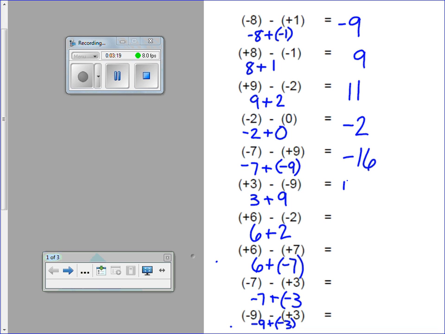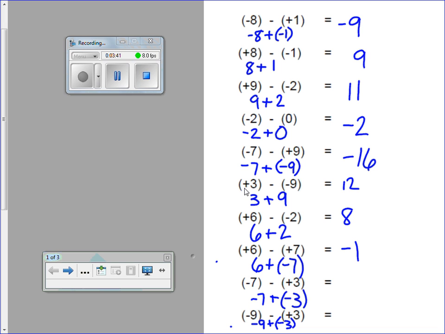3 and 9, 12. 6 and 2, 8. Here we have 2 different signs. We subtract. So 6 from 7 is 1. Since 7, or the absolute value of 7, is larger, it's a -1. Since I have more negatives, my answer becomes negative.